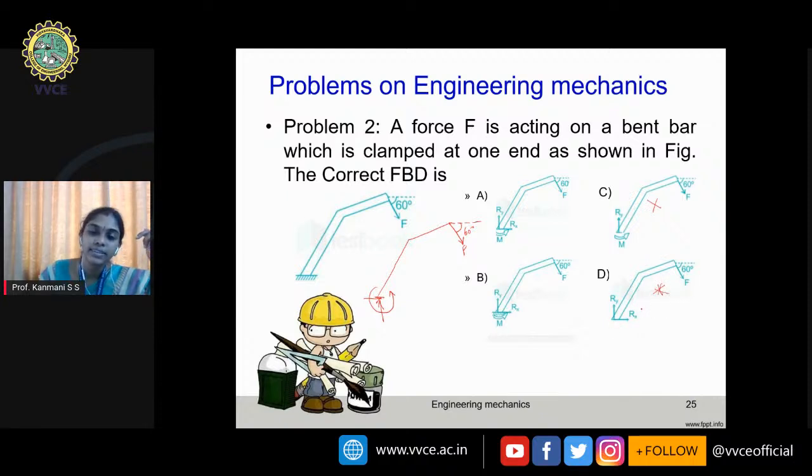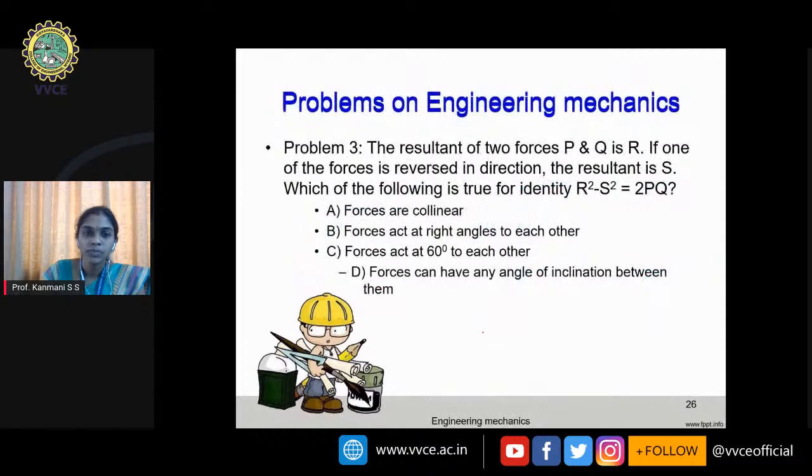So which is the right answer? If you see these two, both look alike, but this one is given with the support. Hence, this cannot be the right answer. A free body diagram is one where supports are not written. Support should not be written on the free body diagram. Hence, this is the right free body diagram. Okay, hope you people are understanding. I'll move to the next problem.